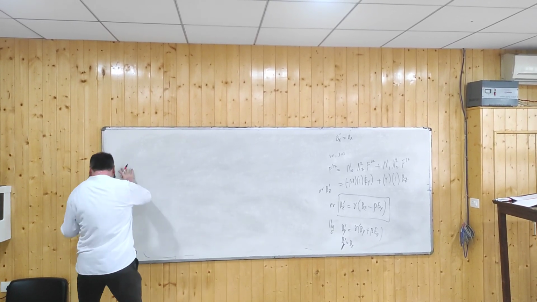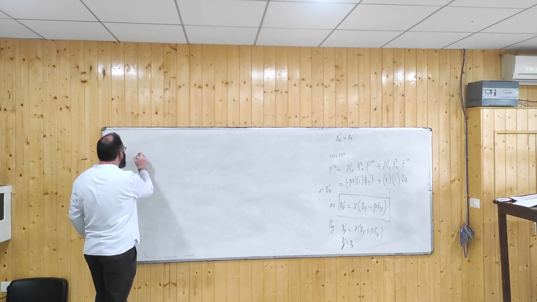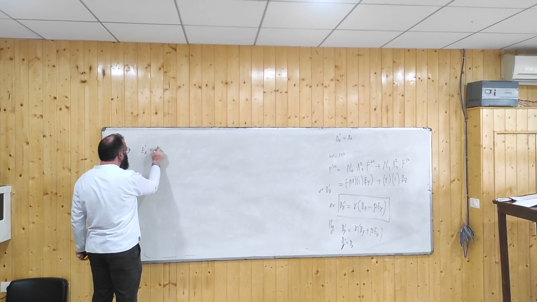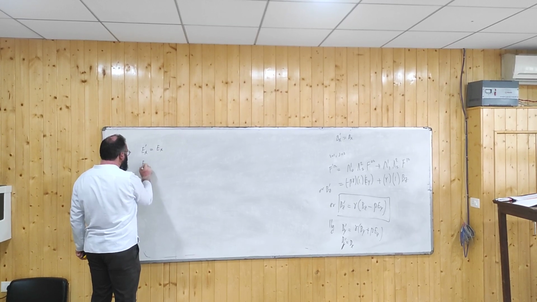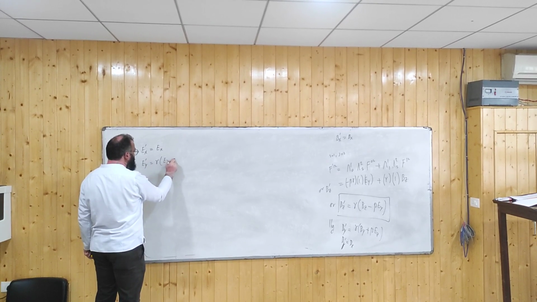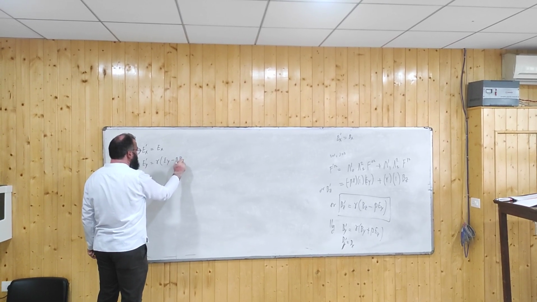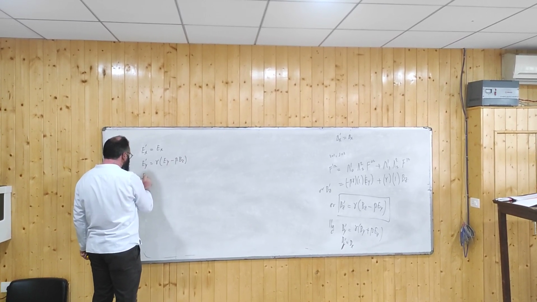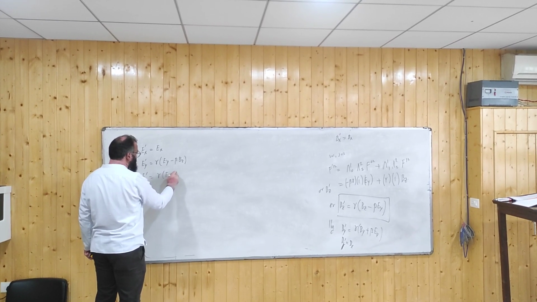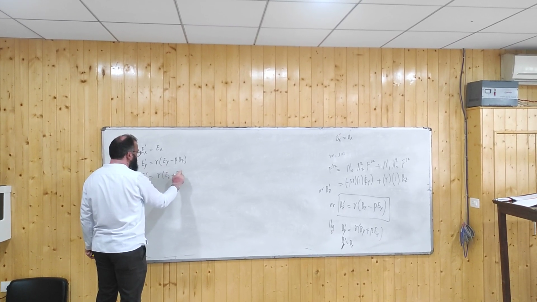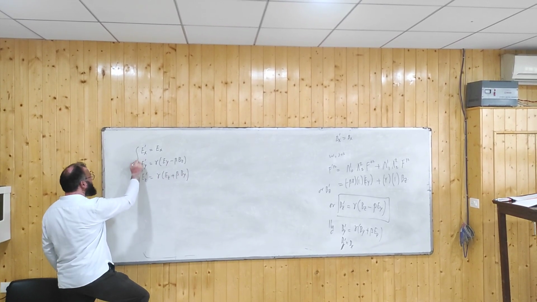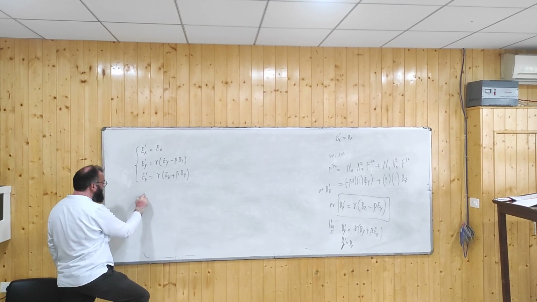Okay, so we are having this: Ex prime is the same as Ex. Ey prime is equal to gamma into (Ey minus beta Bz). Then Ez prime is equal to gamma into (Ez plus beta By). So these are the electric fields, and then you are having the magnetic fields.